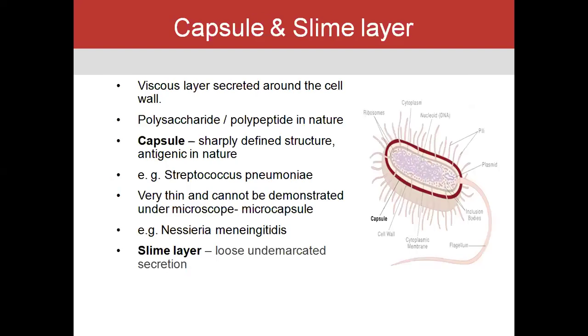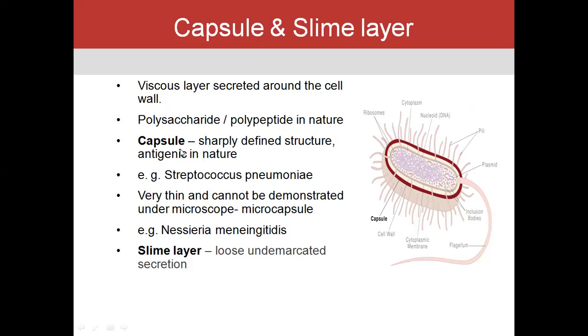Next, bacterial capsule and slime layer. The capsule is an amorphous viscous layer which is secreted around the cell wall. In the picture you can see the capsule. This is the viscous layer which is secreted around the cell wall. Generally the capsule is polysaccharide or polypeptide in nature. All bacterial capsules are polysaccharide in nature, but the Bacillus anthracis capsule is polypeptide in nature.